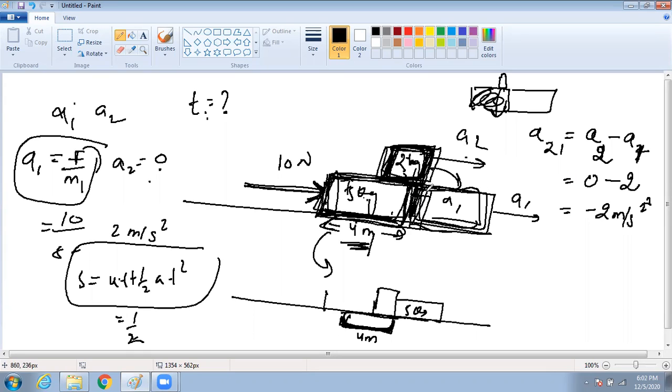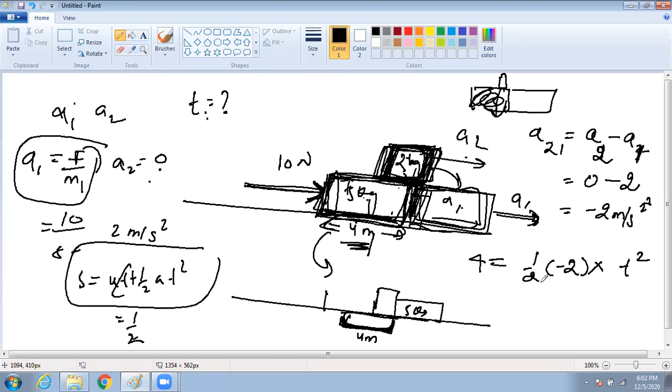This mass is accelerating forward at A1. This is not accelerating. So ideally, your relative acceleration is how much? Minus 2 meter per second square. So this is 4 meter, S equal to 4 meter, this is 0, so equal to half into minus 2 into t square. Correct? Yes.